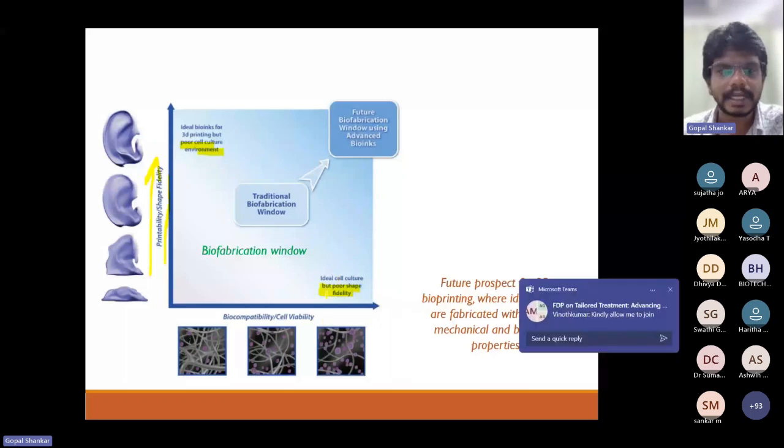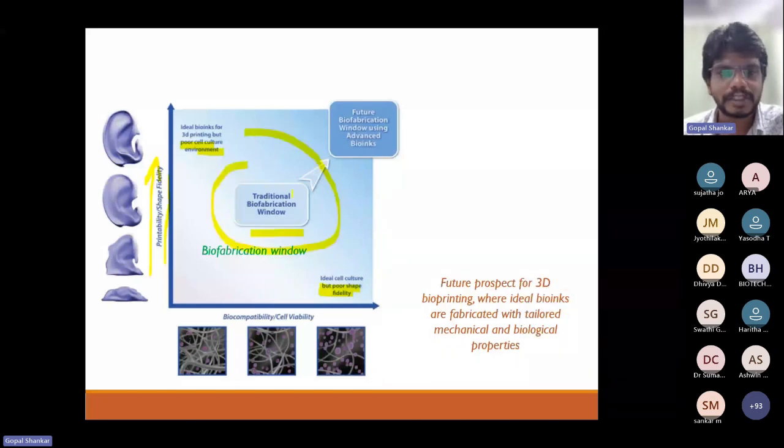So the reason is that now we are somewhere here, the traditional biofabrication window. In future, we should advance to this particular stage where we should fabricate bioinks which are able to achieve both the complexity as well as the biocompatibility without any compromise. So the future prospects of 3D printing, where ideal bioinks are fabricated, should be tailored with both the biological as well as the mechanical properties.